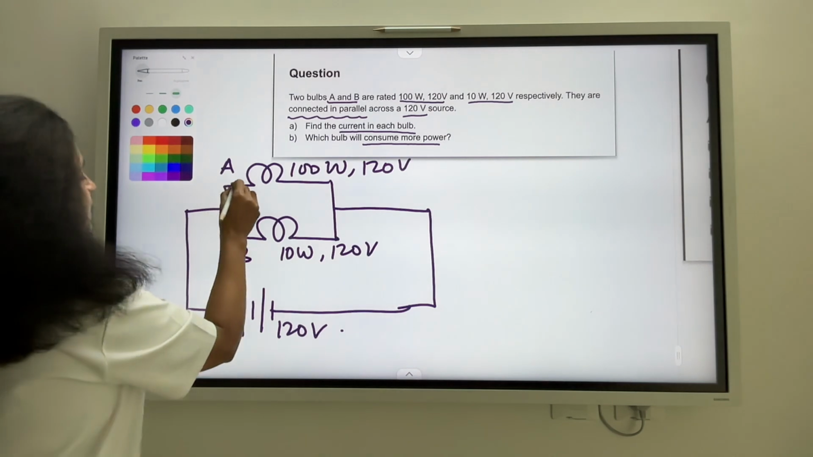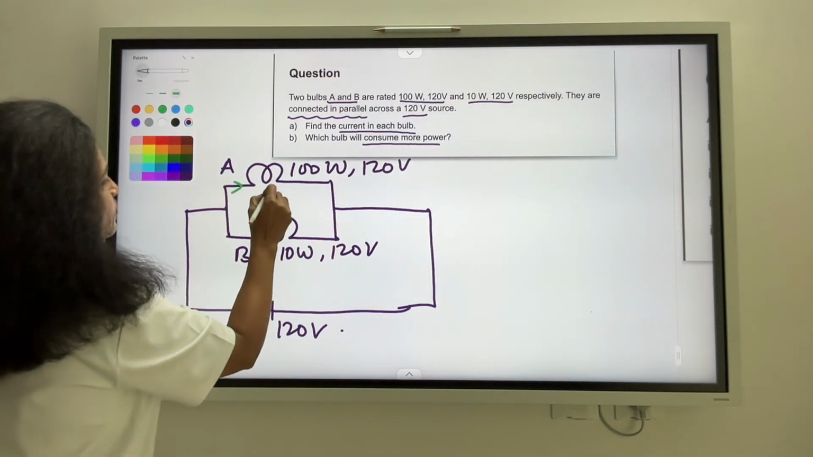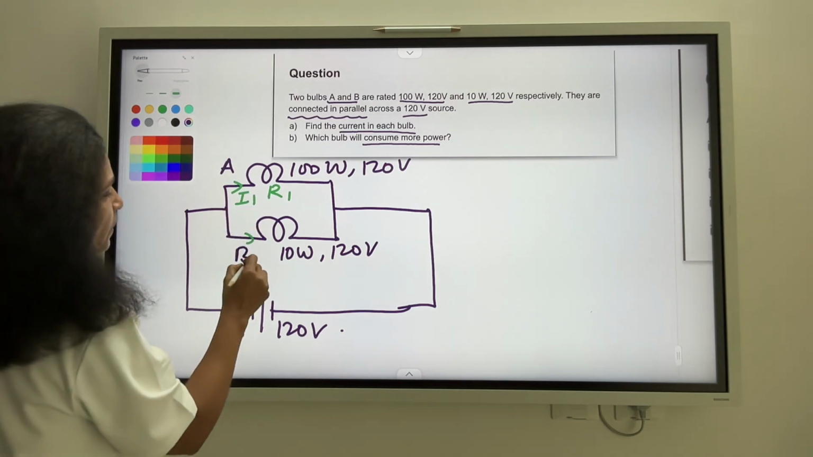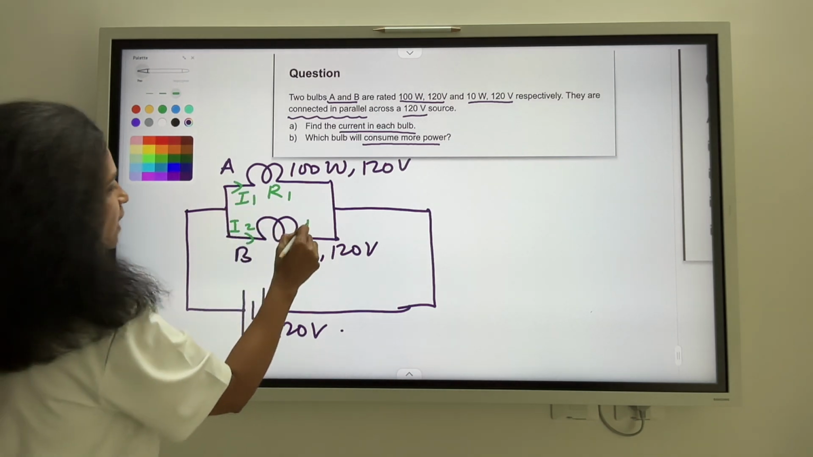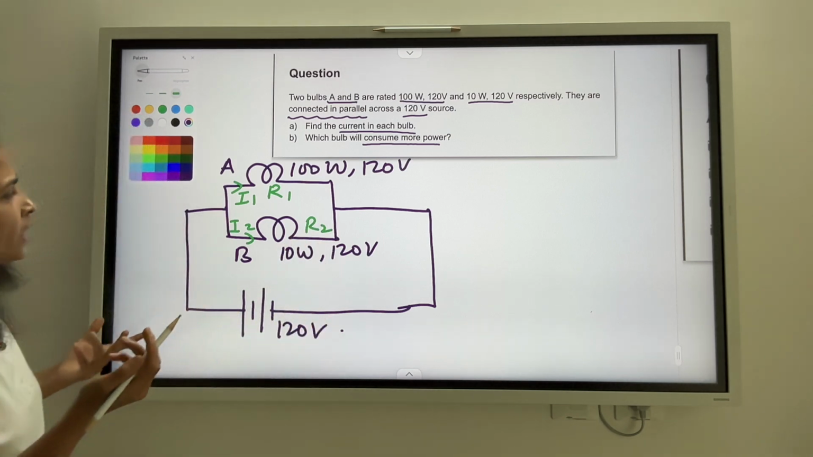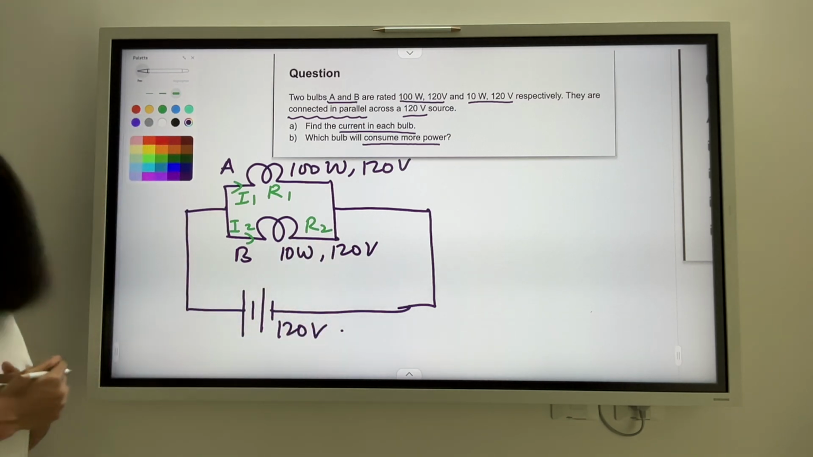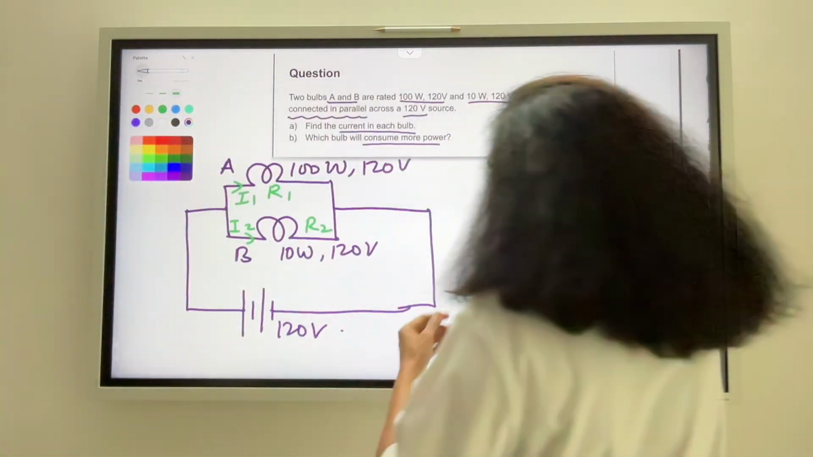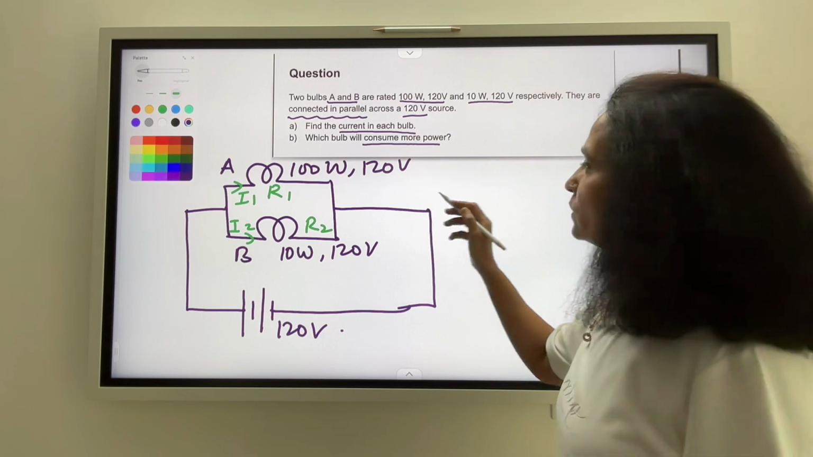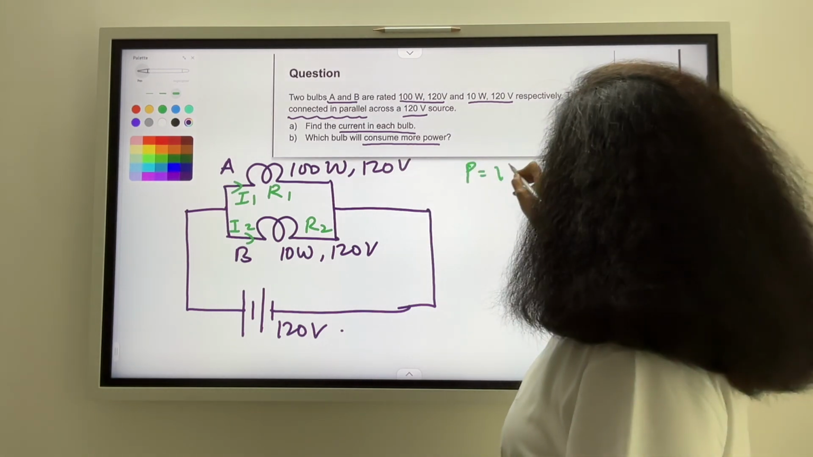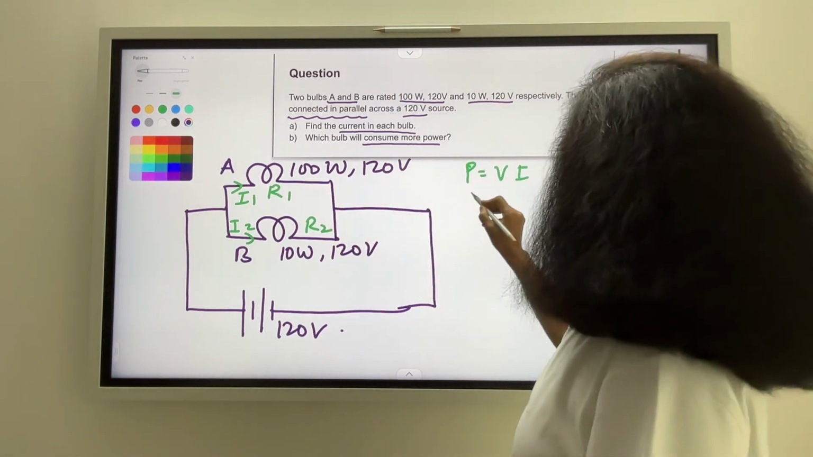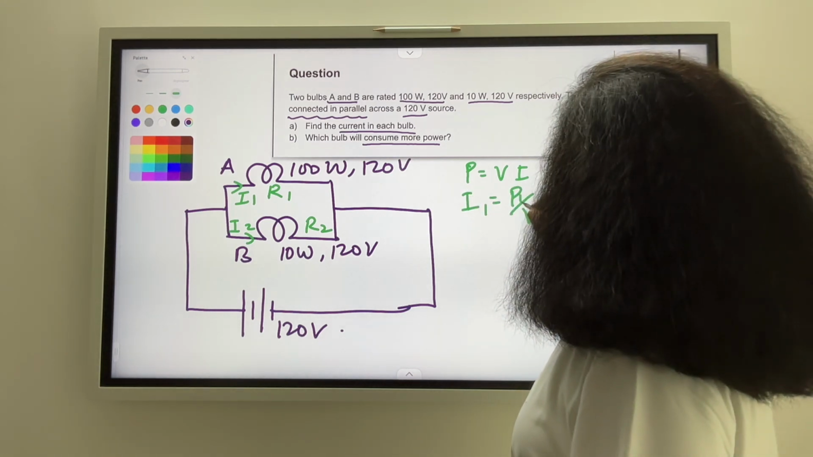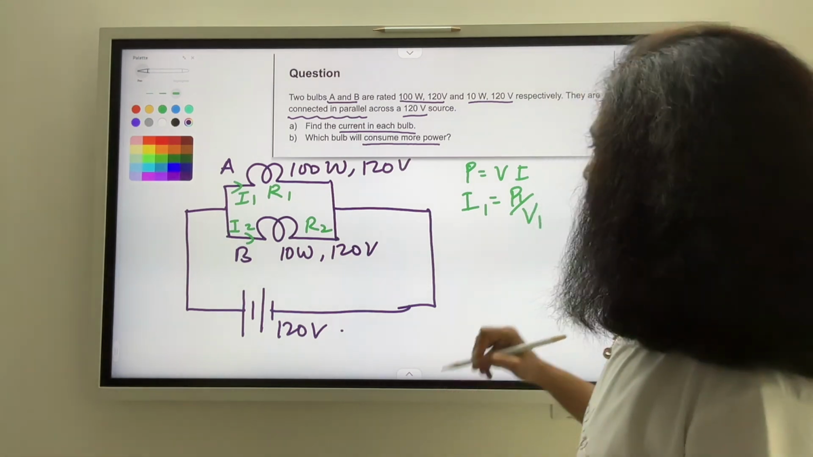So let us say this bulb has a resistance R1 and a current I1 passes through it. This bulb has a resistance R2 and the current I2 is going to pass through it. I don't know whether I'll be requiring R1 and R2. Let's check this. So what do we have here? We have been given the power. Now we know that power is equal to VI. So if I have to find out I1, I1 is power by V1, so power of the first by voltage across the first.